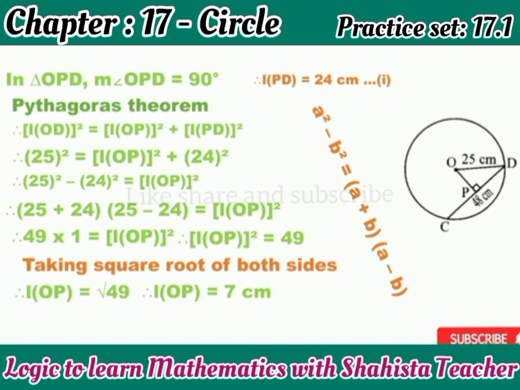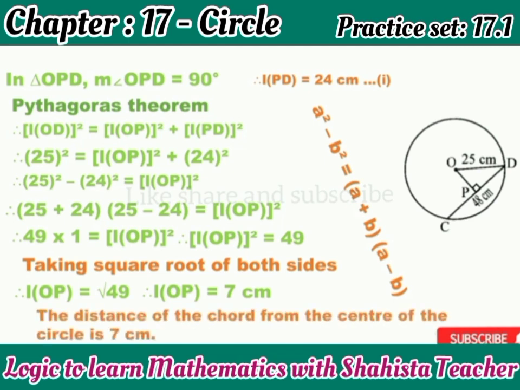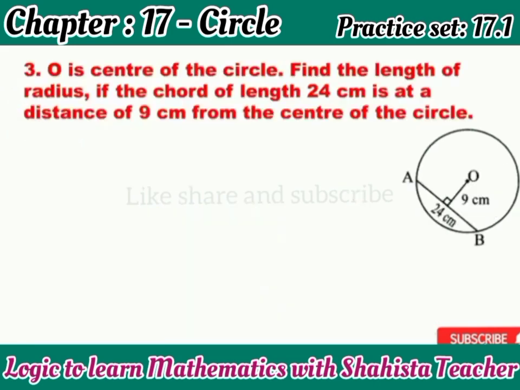So simple and easy to apply all this trick which we have learned in this standard, in chapter number 5 and chapter number 6. The same thing we are applying here. The distance of the chord from the center of the circle is 7 centimeter. This statement is very important to write.